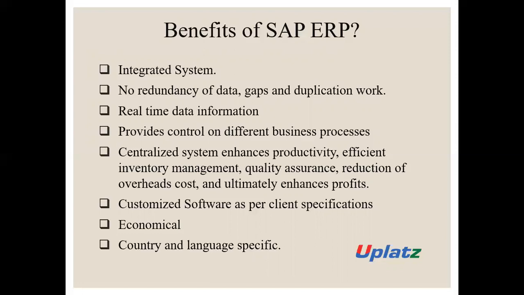And obviously the overhead cost: we have direct labor, direct material, and direct expenses in the overhead cost. For every enterprise, there will be a reduction of these overhead costs. And ultimately every enterprise's objective is profit. If that company works with an ERP system, ultimately it enhances the profits.